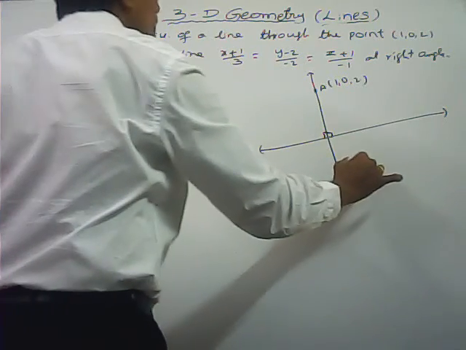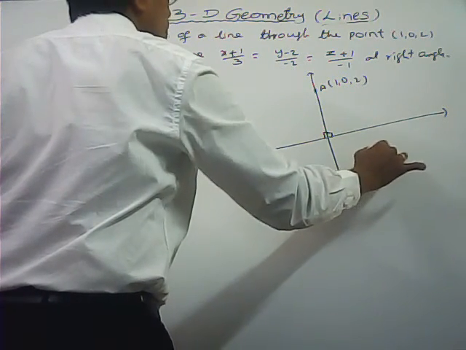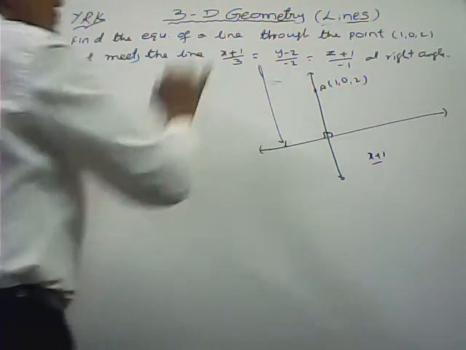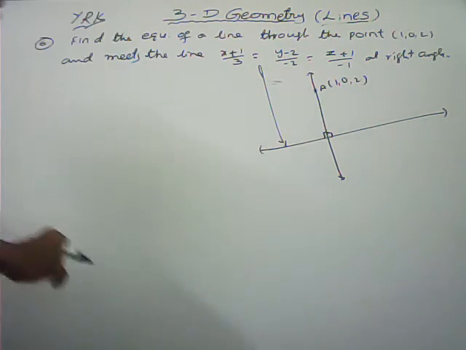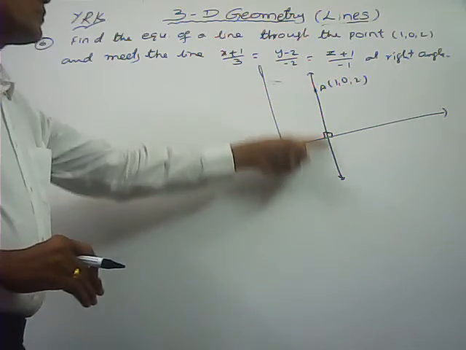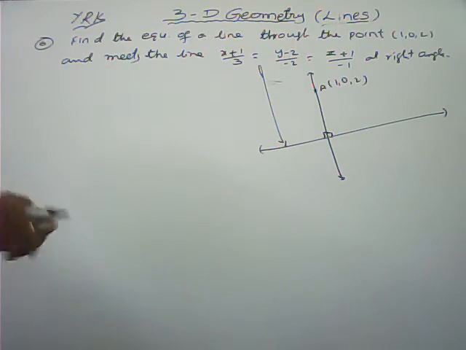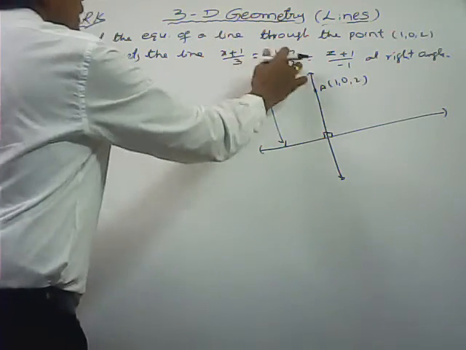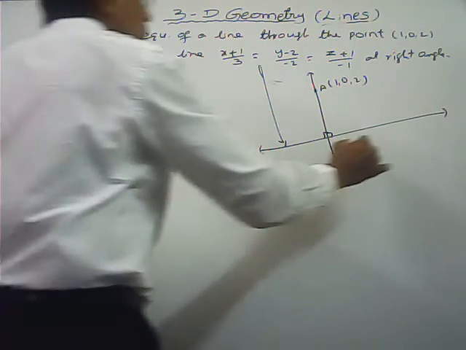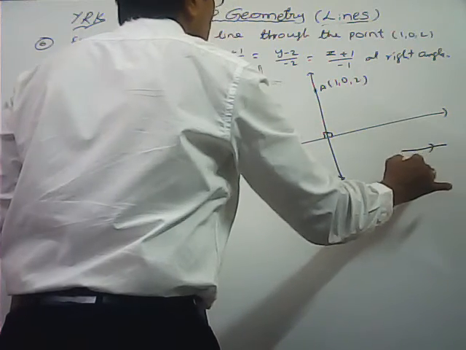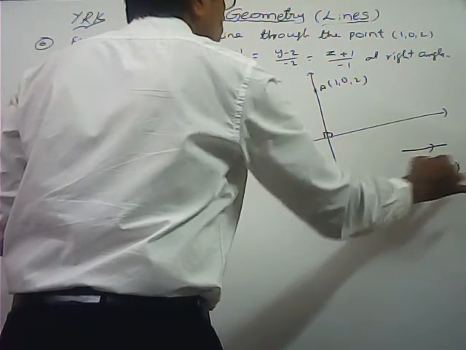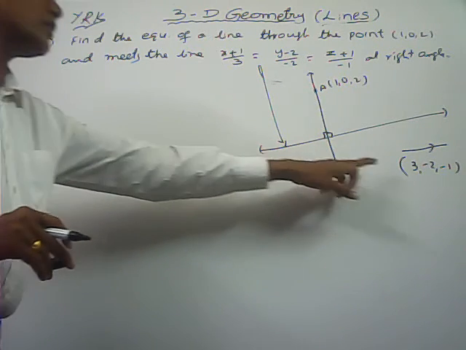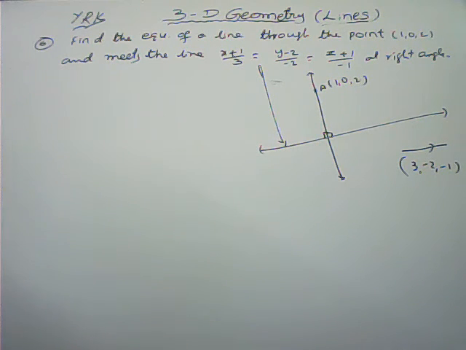This line's equation is given as x plus 1 by 3, and so on. How to write the equation of the required line? Here the equation of the given line is given. This line passes through the point minus 1, 2, minus 1, and its parallel DRs are 3, minus 2, minus 1. In that direction the line passes through.